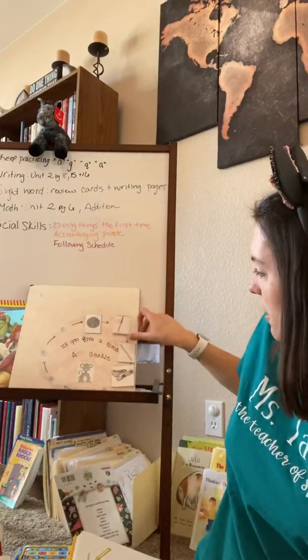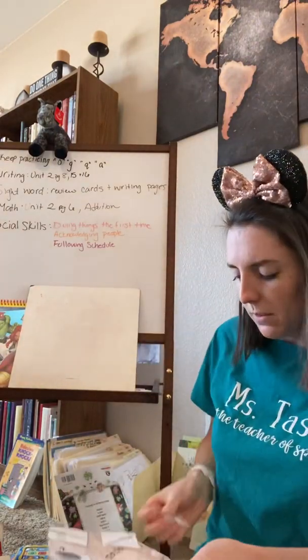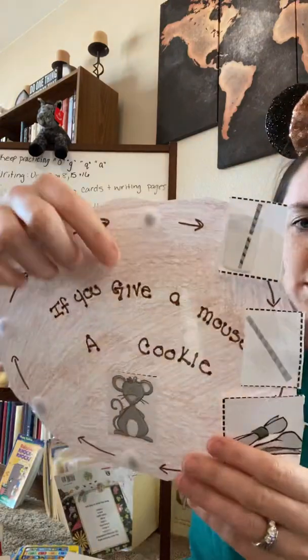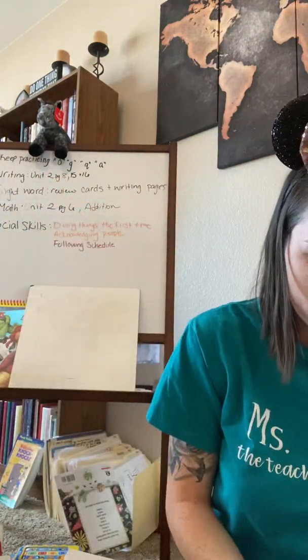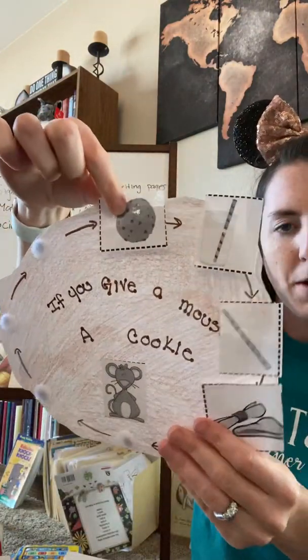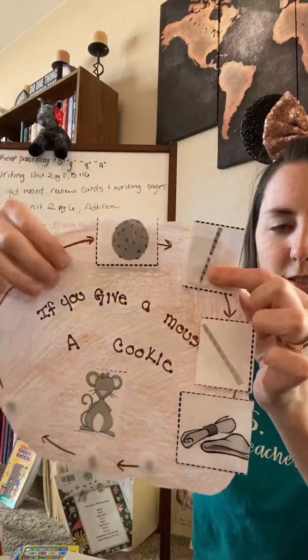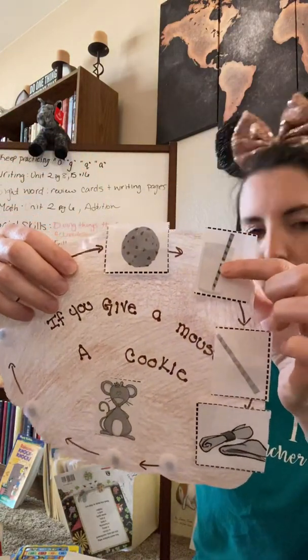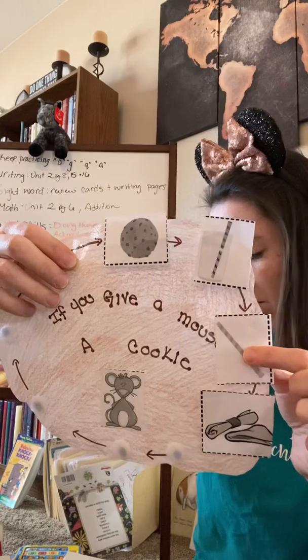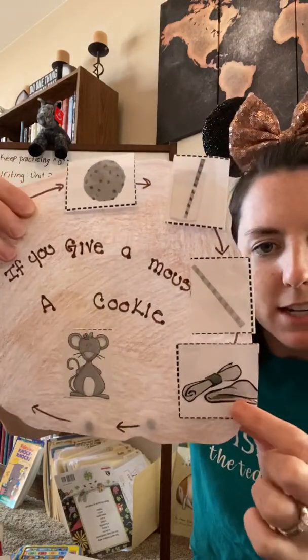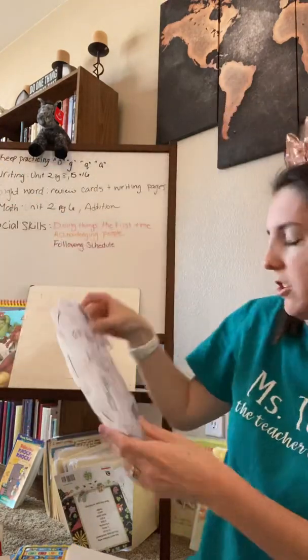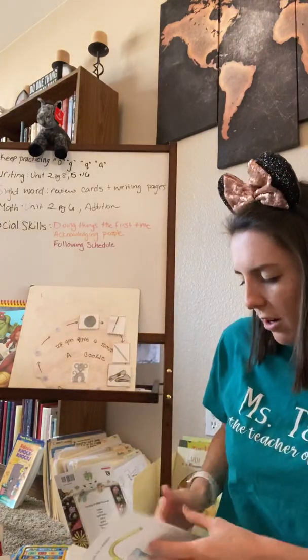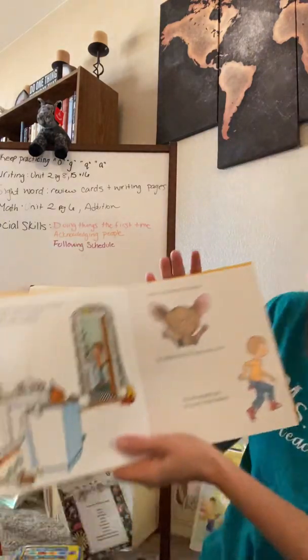All right, so let's look real quick. So if you give a mouse a cookie, whoops, he'll probably ask for a glass of milk. And then he'll ask you for a straw. When he's finished, he's gonna need a napkin. Good job, you guys. All right, let's see what happens next.